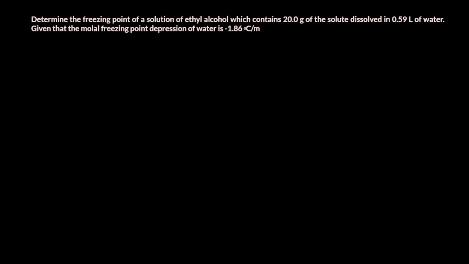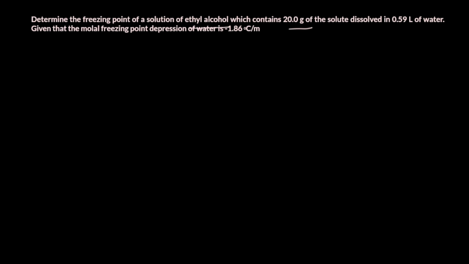Question number 7. Determine the freezing point of a solution of ethyl alcohol which contains 20.0 gram of the solute dissolved in 0.59 liter of water, given that the molar freezing point depression of water is equivalent to negative 1.86 degrees Celsius per molar. Right, so in this question you were given the mass for your ethyl alcohol.